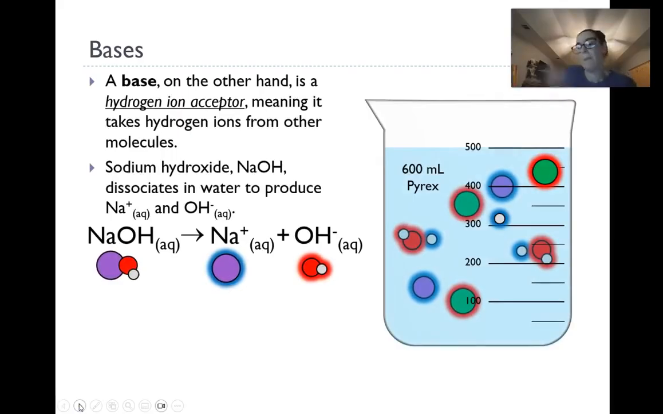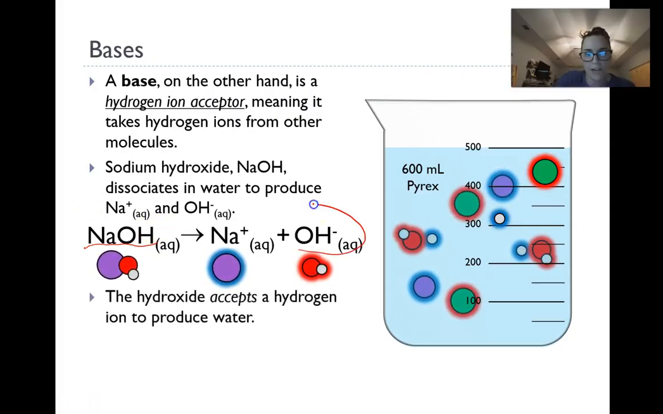So a base is the opposite of an acid. Instead of being a hydrogen ion donor, a base is a hydrogen ion acceptor, meaning it takes ions from other molecules. So for example, sodium hydroxide is a very common base. So NaOH, sodium hydroxide, can dissociate into sodium ions and hydroxide ions in water. So NaOH is a base because it can accept protons, and I'll tell you what that means in a second.